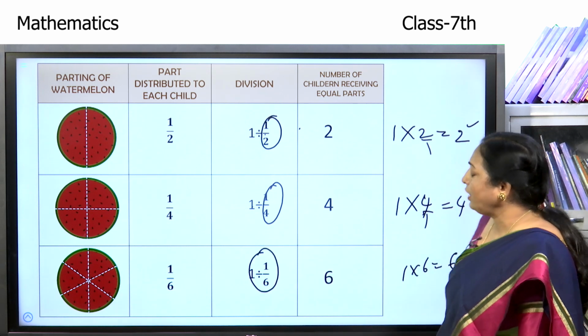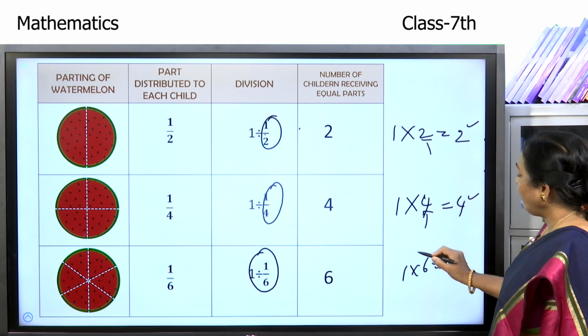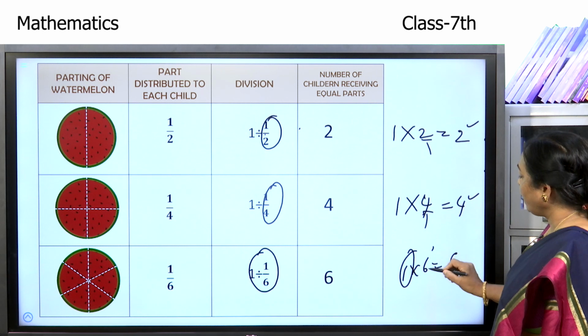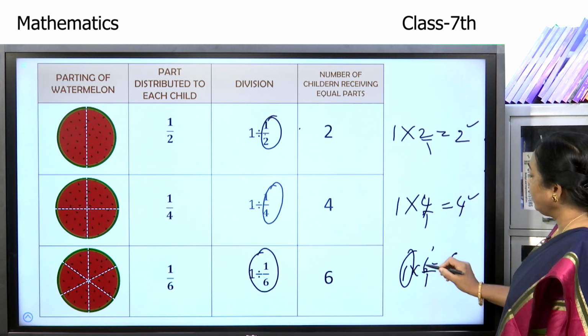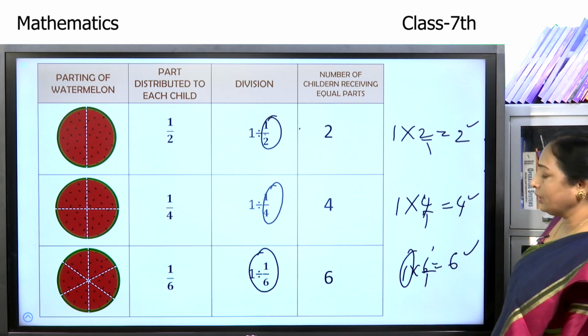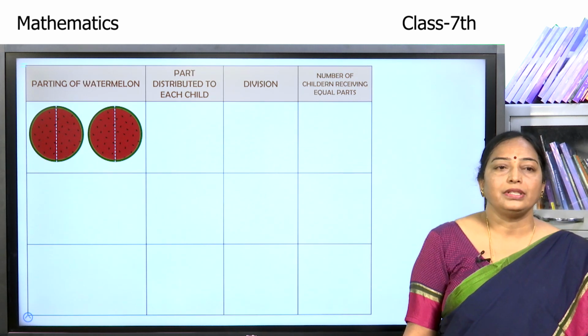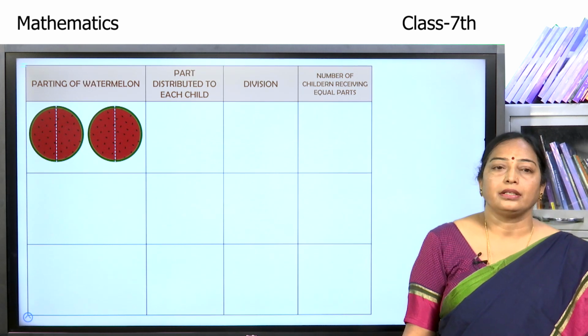Similarly, in 1 divided by 1/6, we multiply 1 by the reciprocal of 1/6, that is 6. 1 into 6 is 6. Let us consider 2 watermelons which are divided among the children.